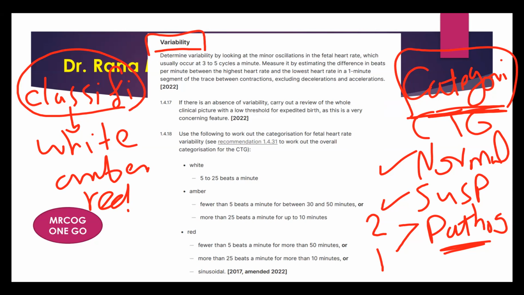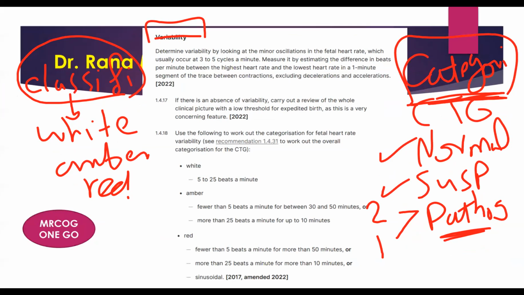Yes, two amber, Dr. Namat. Two amber will be pathological. It's at least 2 amber. So if there are 3 ambers, it's pathological.